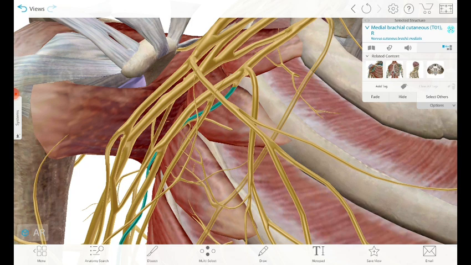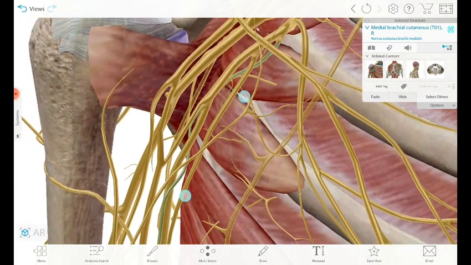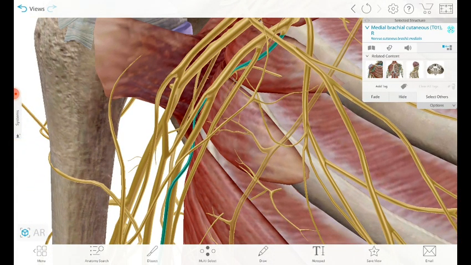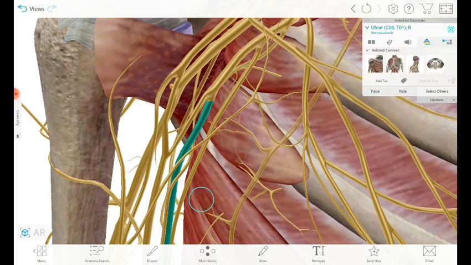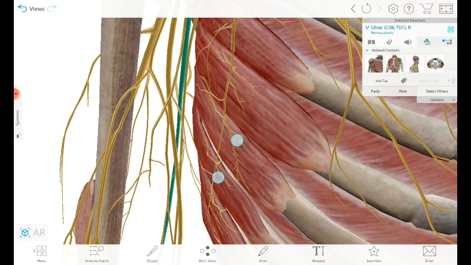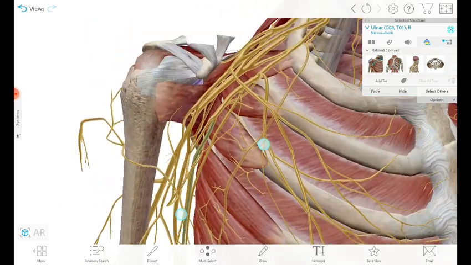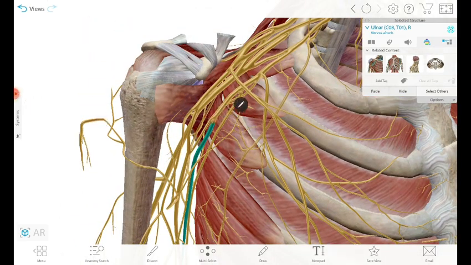So we have seen the four M's: medial root of median nerve, medial pectoral nerve, medial cutaneous nerve of arm, medial cutaneous nerve of forearm, and now we will see the last one, which will be the U, because we discussed that the mnemonic is M4U. So this over here is the ulnar nerve. So this is the last branch of the medial cord, and now we will see the branches of the posterior cord.